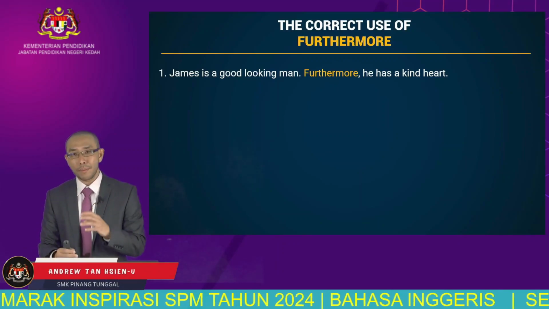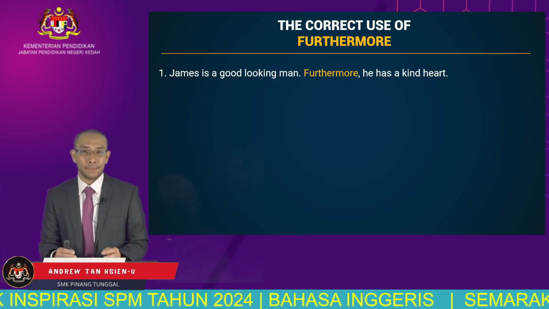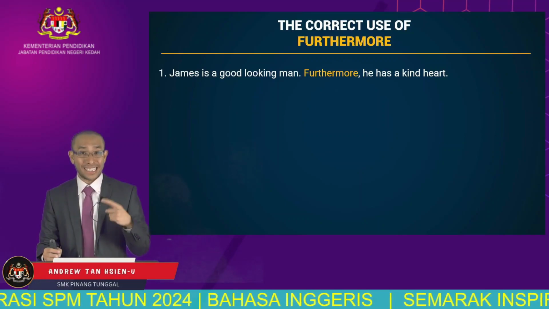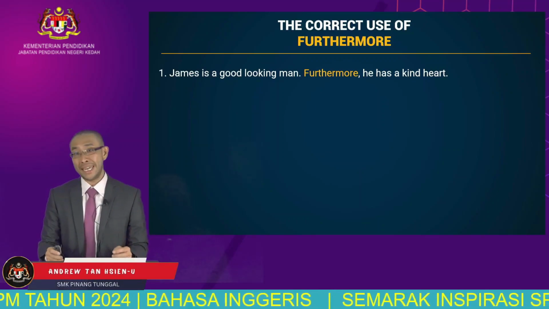Now, I use furthermore here to describe James, to sort of like praise him. So first I said James was good-looking. I added more information and said that James has a kind heart. I'm doing the same function of praising him.